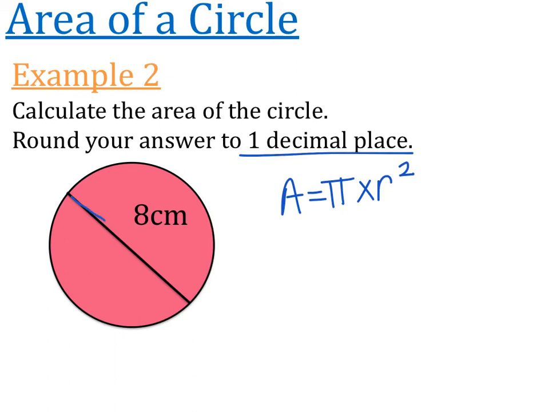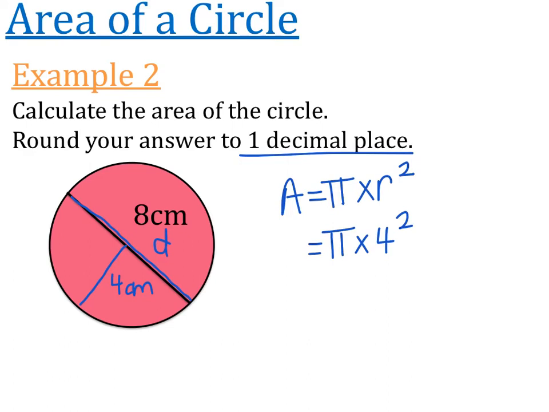This 8 centimeter goes from one side all the way across to the other. I think that's actually the diameter. So if we want the radius, we only want halfway, which is going to be 4 centimeters. So the area is going to be pi times 4 squared. So let's pop that into our calculator.